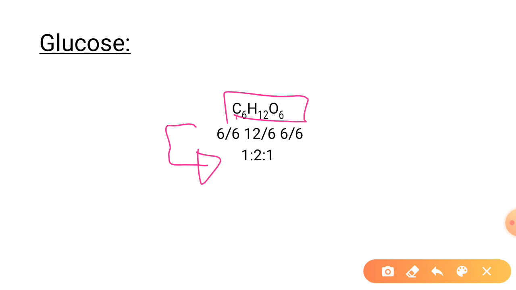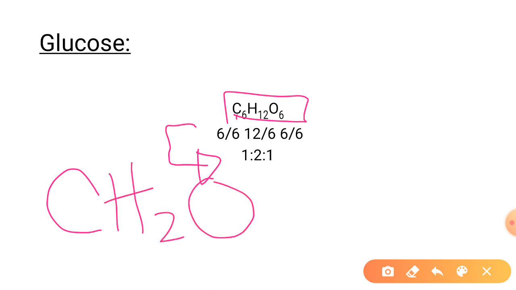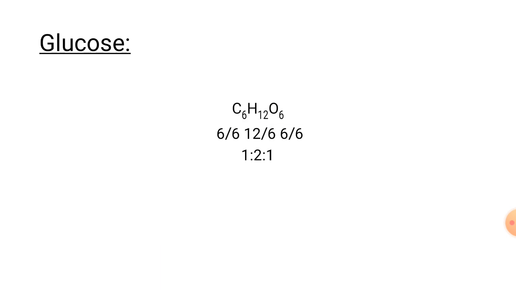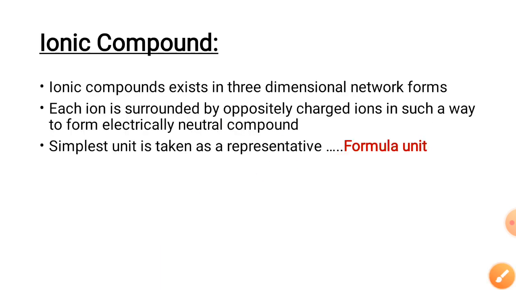Okay, now you can achieve its simplest ratio when you have the molecular formula. You have just divided, so it's the simplest whole number ratio. The empirical formula of glucose is CH2O. So it's the empirical formula of glucose. Now let's talk about ionic compounds.